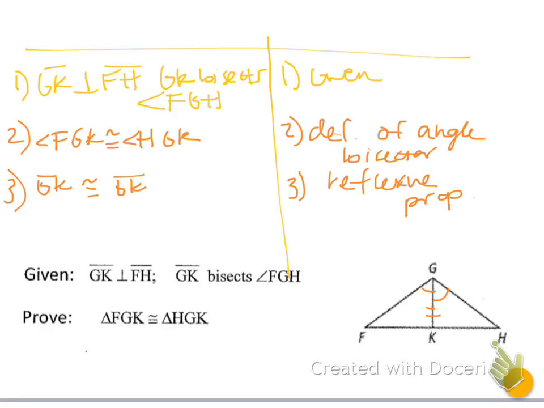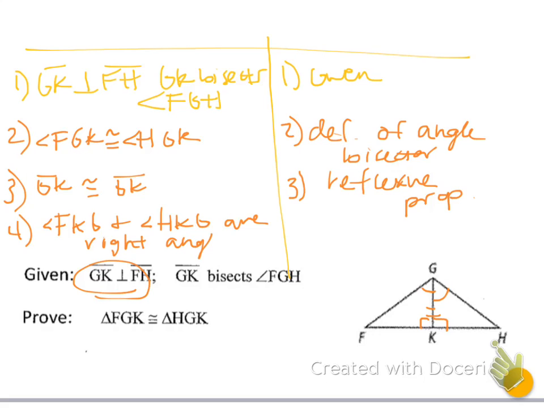Okay, and so I need another side or another angle. So I haven't used this information. So I have a perpendicular bisector. It's not saying that this is the midpoint, so these two sides are not necessarily congruent. I just know that there's a perpendicular line. So perpendicular lines should always create 90-degree angles. Okay, so I'm going to say, hey, these are some 90-degree angles. So angle FKG and angle HKG are right angles by definition of perpendicular bisector.